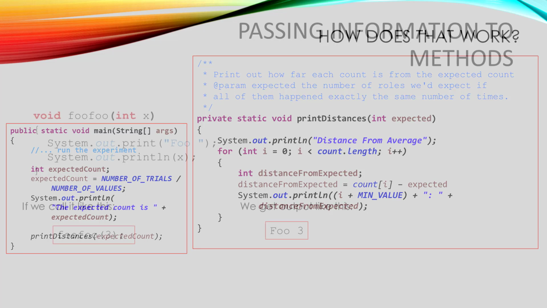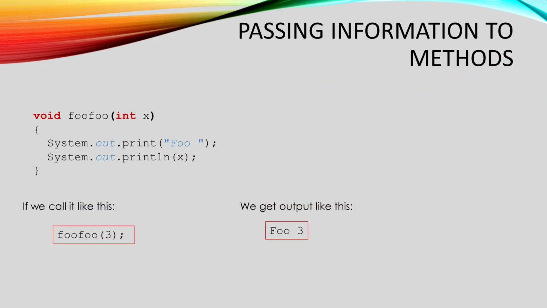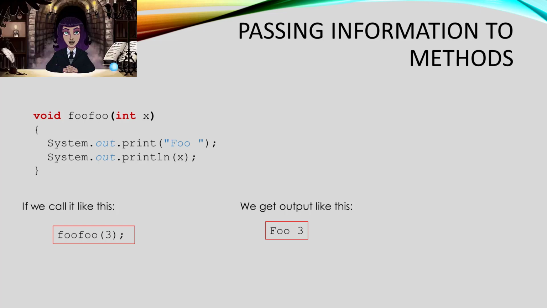Exactly. We can also give a method information. We can declare a variable in the declaration of the method by putting the variable declaration inside the parentheses. This variable is called a parameter. When we call the method, we put the value we want the parameter to have in the parentheses. We call that value the argument. So the parameter is the variable in the method declaration, and the argument is the value we give it when we call the method.